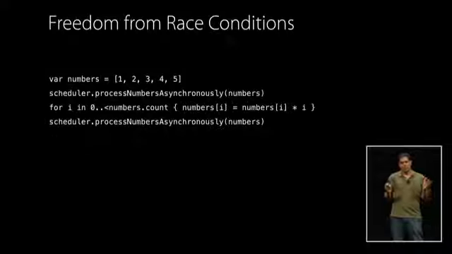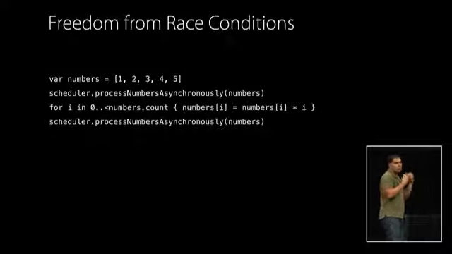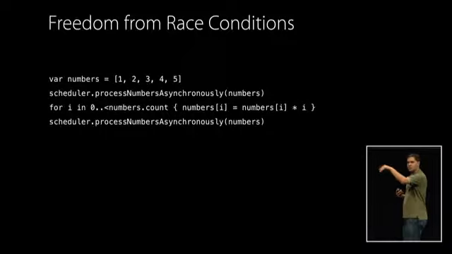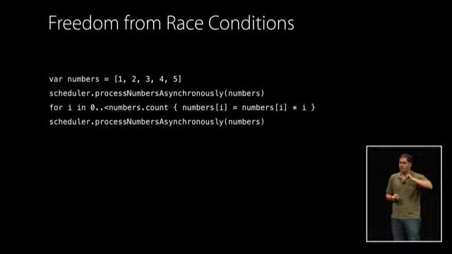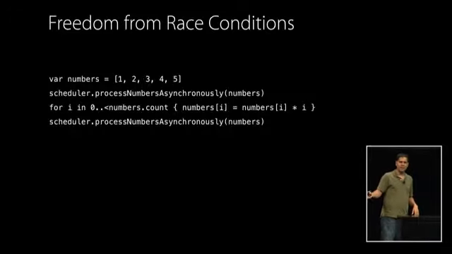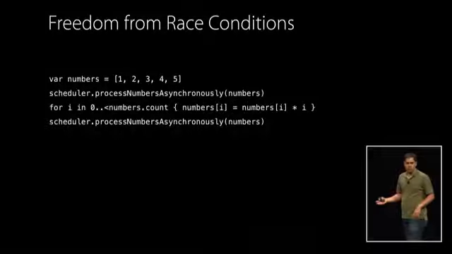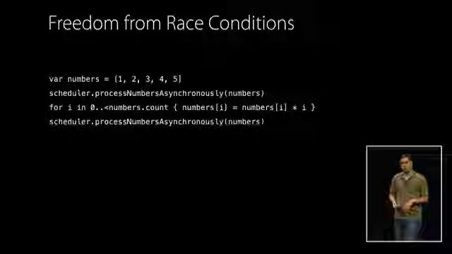One of the nice things here is when you're using value types and passing them across thread boundaries, it gives you freedom from race conditions on those types. So I've created numbers, I've passed them off to some process that's going to do something asynchronously. I mutate numbers locally and then do it again. With the reference semantic array, this is a race condition. It's going to blow up on you sometime. With value semantics, you're getting logical copies each time, and therefore there is no race condition. They're not hitting the same array.